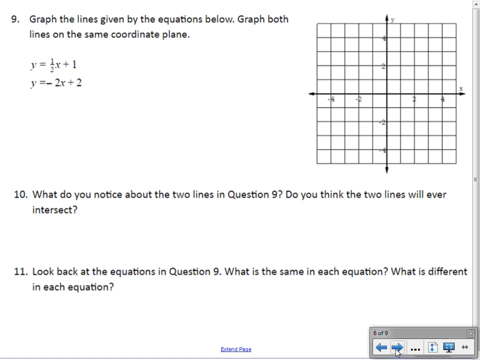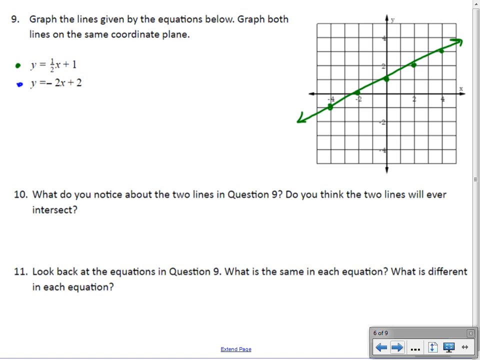We have two equations again. Let's graph each of them and see what it looks like on our coordinate plane. So again, I'll go green and blue here. So the green one has a y-intercept of 1, slope of 1/2. So I go up 1, right 2. Down 1, left 2. We'll go ahead and connect those points.